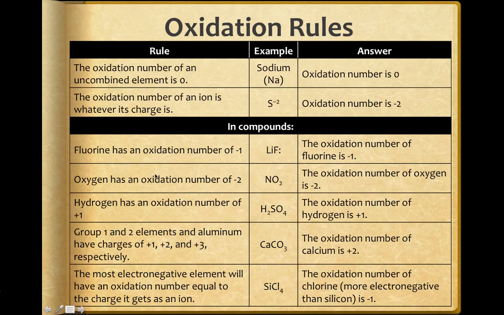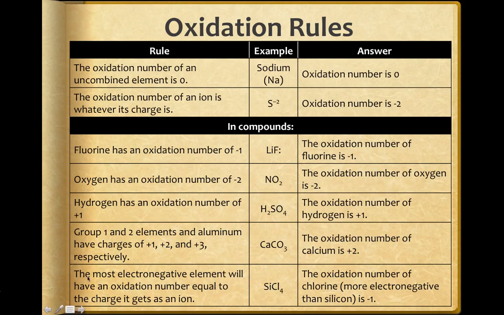First of all, fluorine, oxygen, and hydrogen, for our purposes, always have the same thing. Fluorine has a -1, oxygen has a -2, hydrogen has a +1. And it should make sense too, based on their position on the periodic table. Fluorine always has a -1 charge, oxygen always has a -2 charge, hydrogen always has a +1 charge. So that part's not difficult. That's stuff we already knew. I'm not really teaching you something new. I'm just giving it a new word. I'm calling it an oxidation number now.